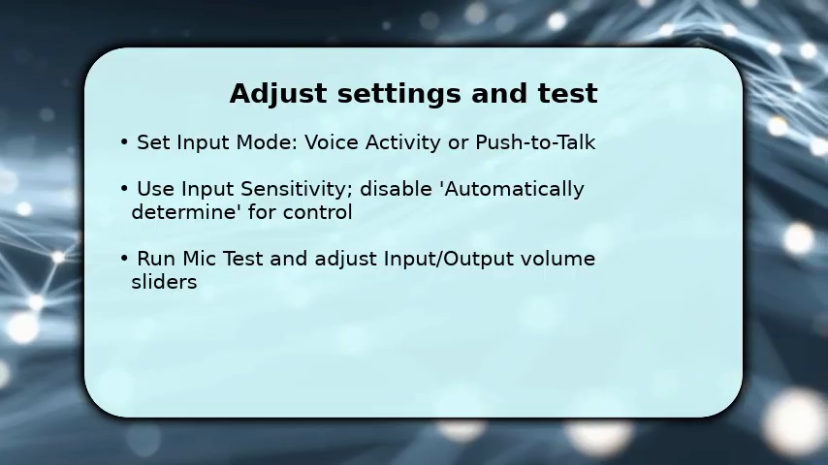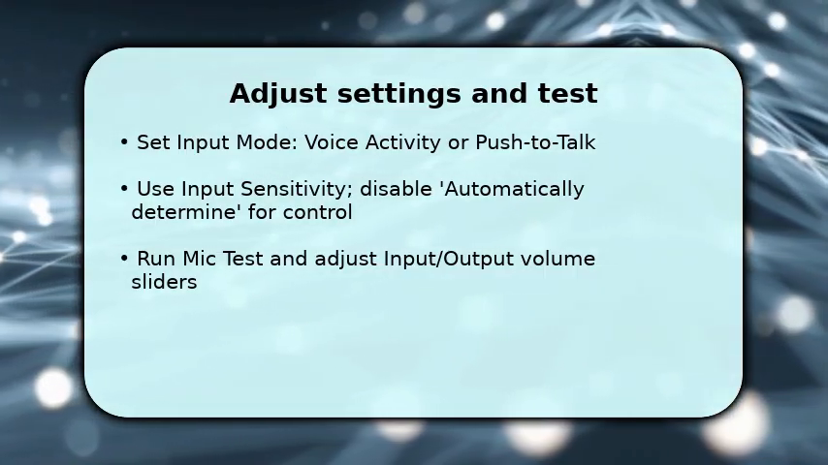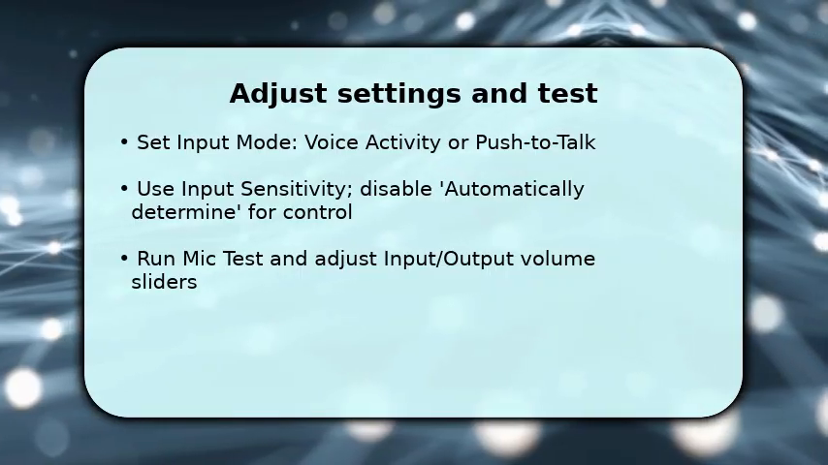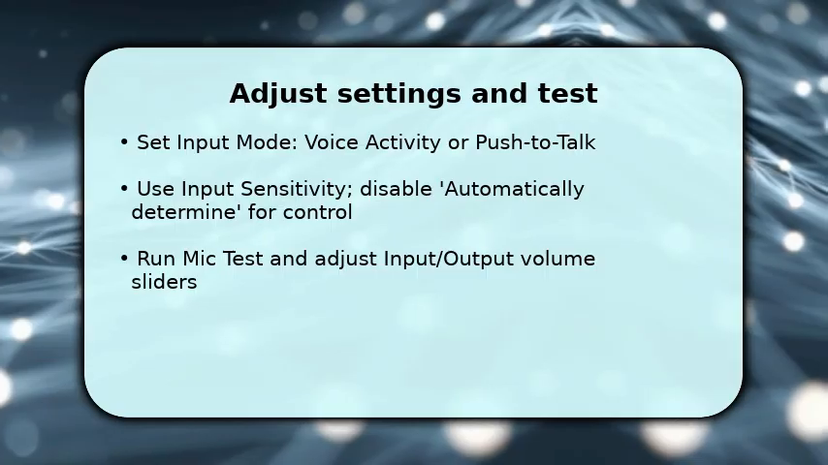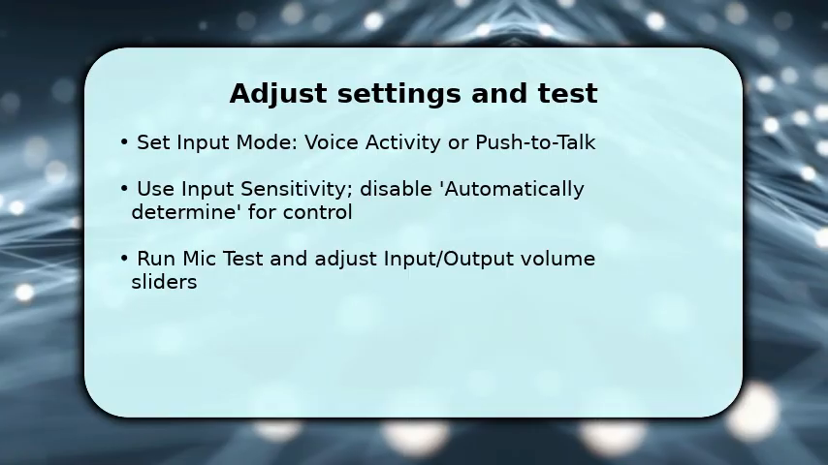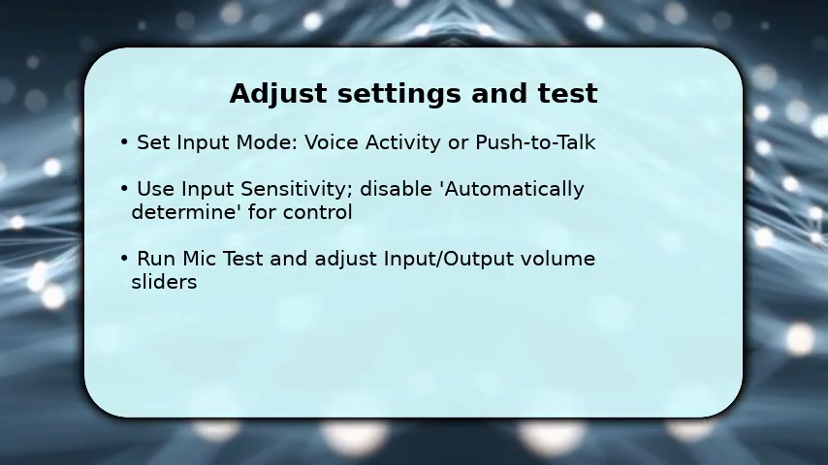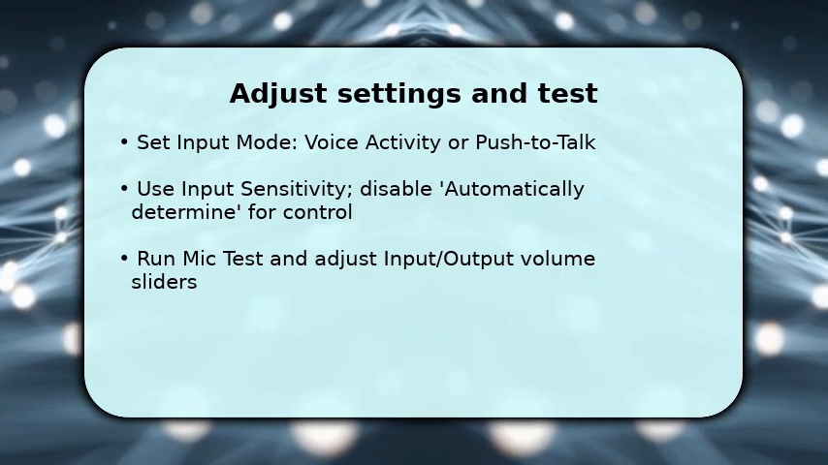Then control input sensitivity manually. Lowering the threshold prevents unwanted noise, raising it avoids clipping. Use the mic test and speak at normal volume while moving sliders, because that shows how boost and attenuation change real output. Finish by eliminating network and driver causes so the channel is stable.